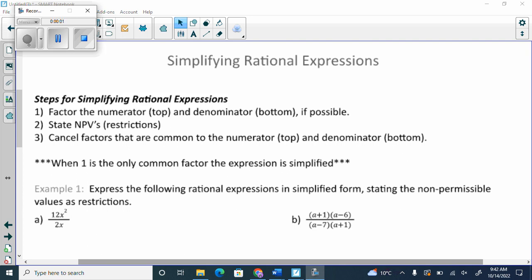In the last class for rationals, we did non-permissible values, which are only based off the denominator, because the denominator can't equal 0. We don't care what our numerator has in it. And we did equivalent rationals, where we could multiply the top and the bottom by the same thing, or divide the top and the bottom by the same thing, and we got equivalent rationals. That's what we did last class.